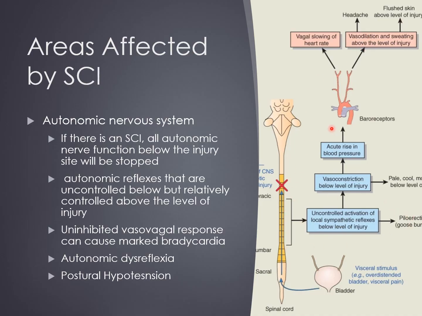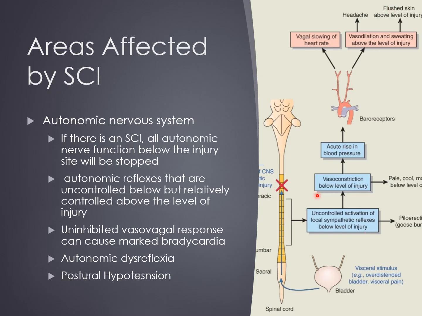But in the upper part of the body, we see things like flushed skin. These patients can get headaches because of all this vasodilation. But we still have this vasoconstriction below with an acute rise in blood pressure. So we have high blood pressure, low heart rate. And again, this is a medical emergency, okay? So how do we correct this?